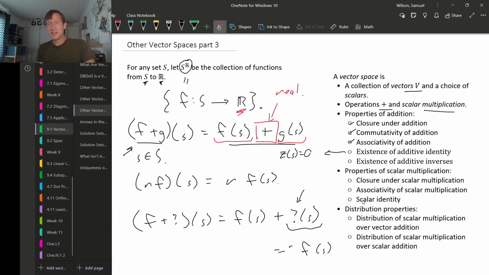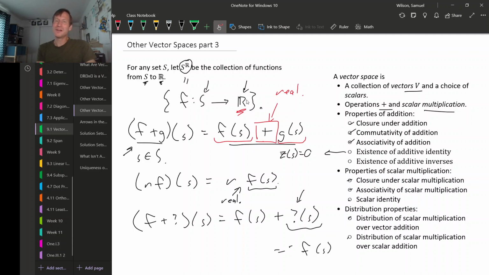For properties of scalar multiplication, this multiplication right here that we're using to define scalar multiplication is actually just multiplication of real numbers again, because the outputs of our functions are real numbers. So we get all of these properties for free, and same thing for these. So any collection of functions from a set to real numbers is a vector space.